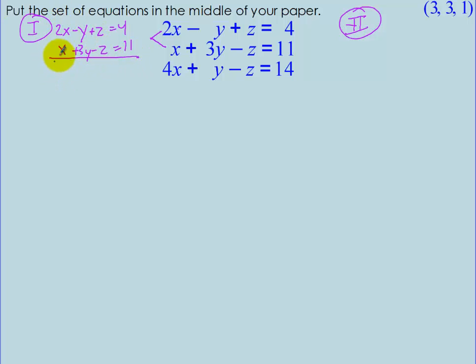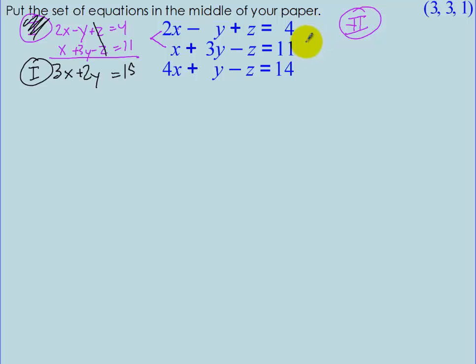And what I'm going to get is 2 plus 1 is 3x, and negative 1y plus 3 is plus 2y. And z minus z cancels, equals 4 plus 11 is 15. This is my first equation. Actually, label this one with a 1.